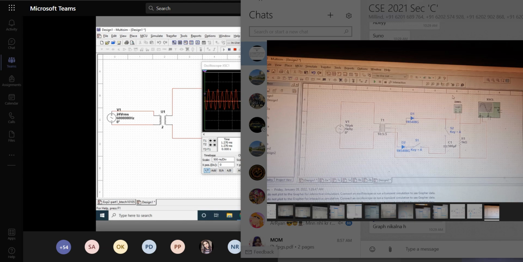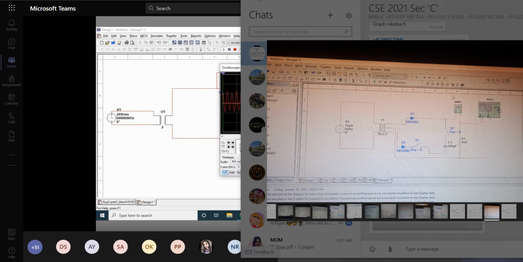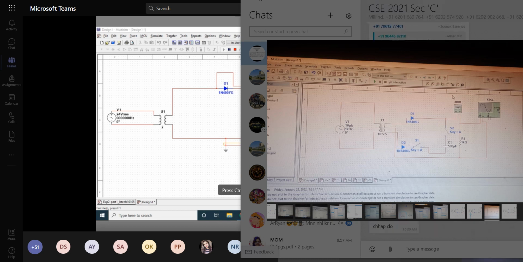It's mathematics only which computes all the things. So why is it coming sinusoidal, why is the diode not working now, right? That you have to think, right?